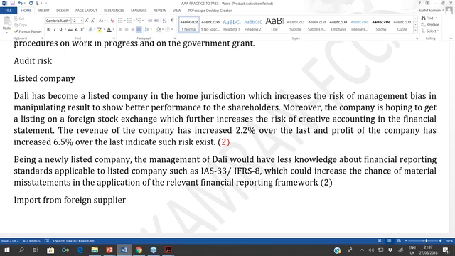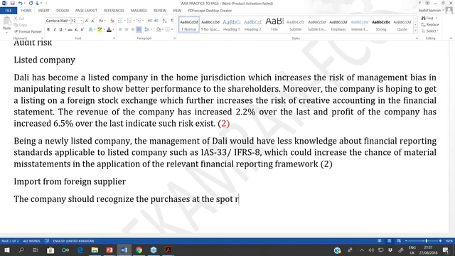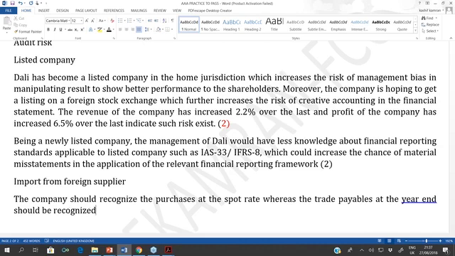Now we will tell the examiner, because the company imports from foreign suppliers, the company should recognize the purchases at the spot rate, whereas the trade payables at the year end should be recognized at the closing rate.